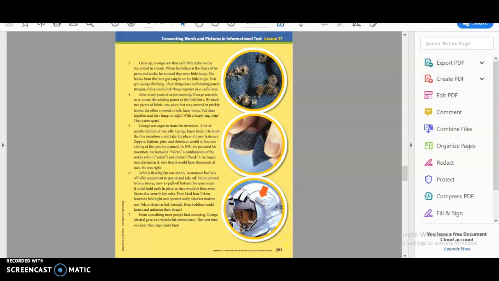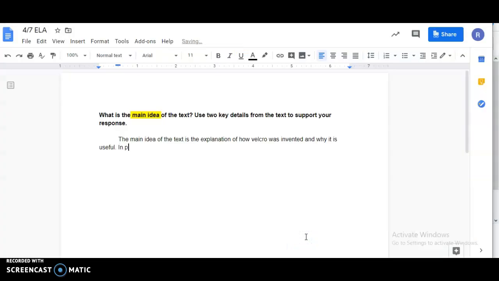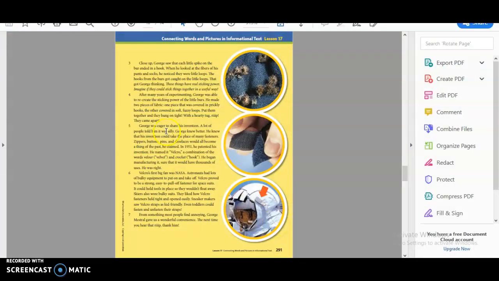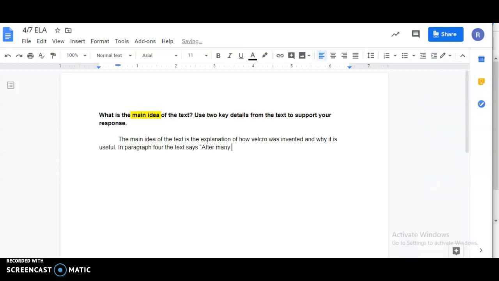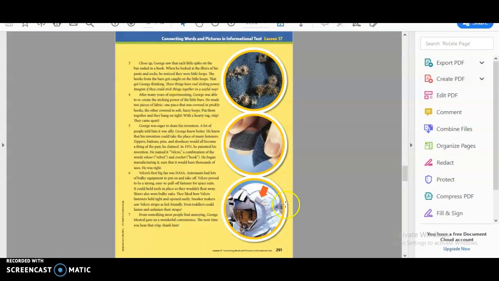So I'm going to go back to my written response and I'm going to say, in paragraph 4, the text says, and this is where I'm going to use my evidence. I'm not just going to say paragraph 4. I have to actually explain it. So I'm going to go back and see what it says. After many years of experimenting, George was able to recreate the sticking power of the little burrs.